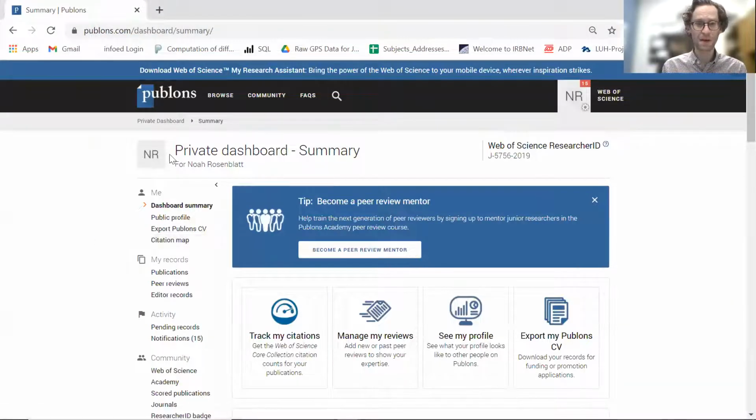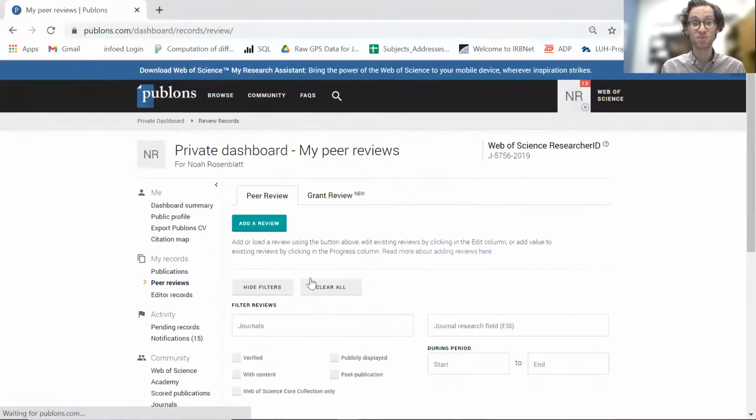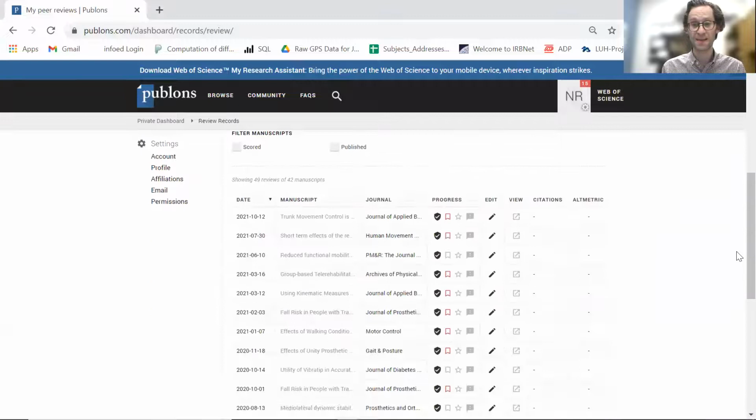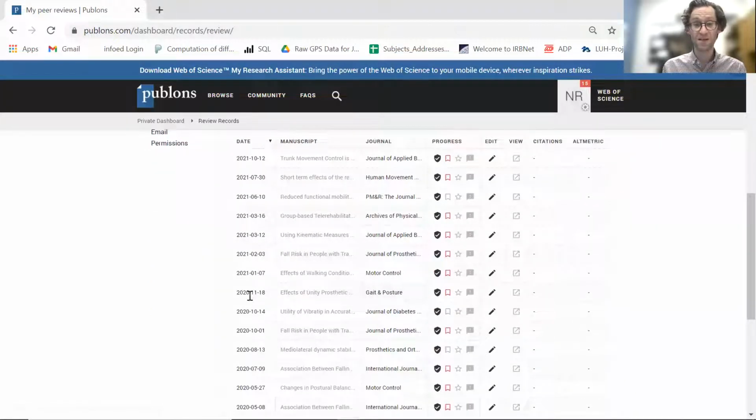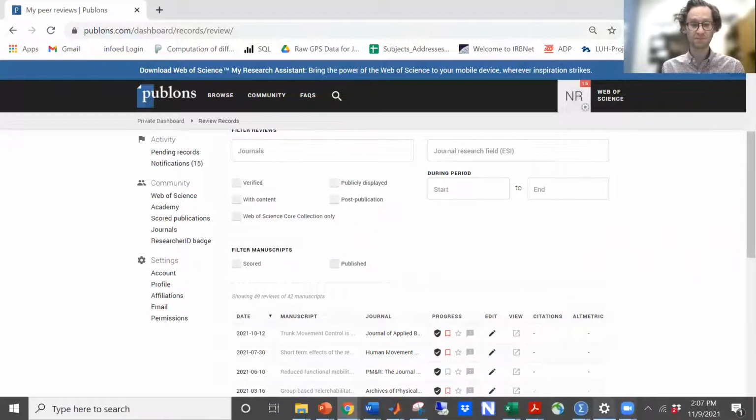Finally, what's really nice about Publons too is if you do get involved in the peer review process, this allows you to track your reviews by sending them confirmation that you completed a review. For example, on November 18, 2020, I completed a review for Gait and Posture related to effects of Unity prostheses. And this is important to keep metrics so that when the workload model comes out, you have proof that you completed the reviews that you say you did.